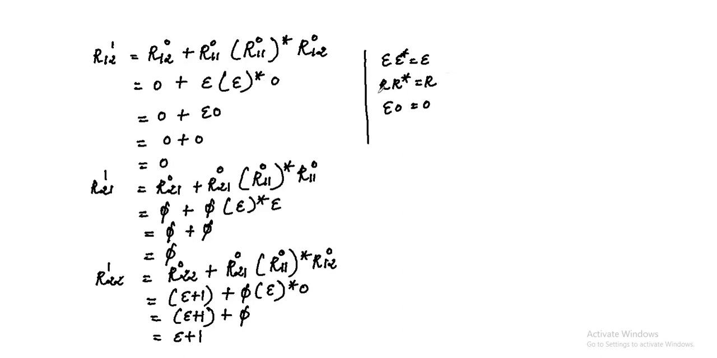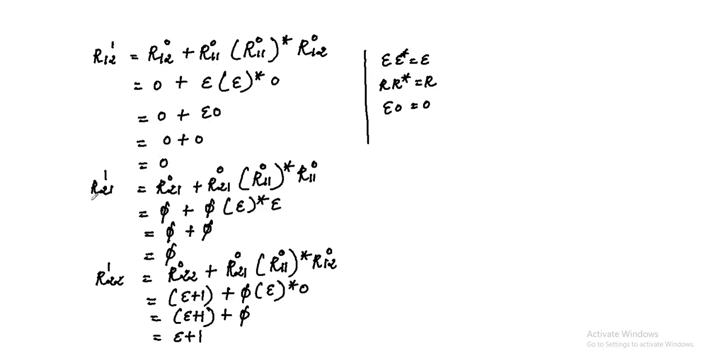Here epsilon star equals epsilon, as per the identity rules. Epsilon r star means r, so epsilon star is written as epsilon, then put 0 here. Epsilon 0 is 0. So 0 plus 0 is 0. R_12 raised to the power 1, the value would be 0.